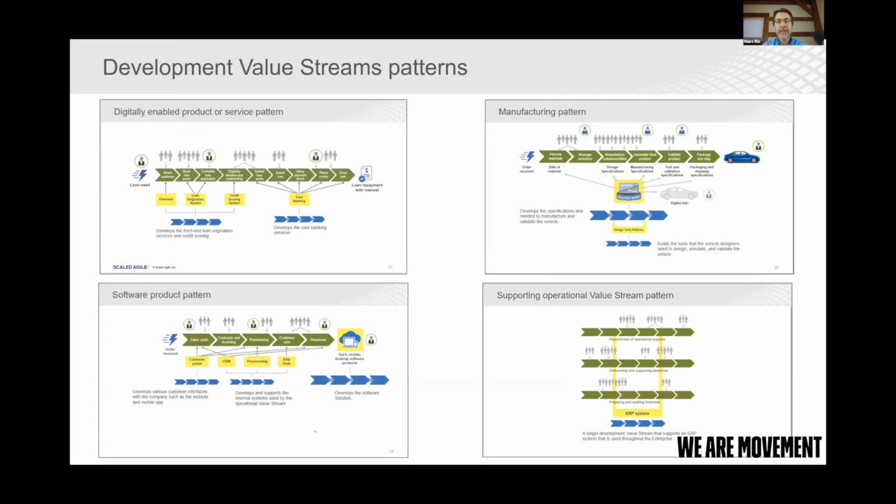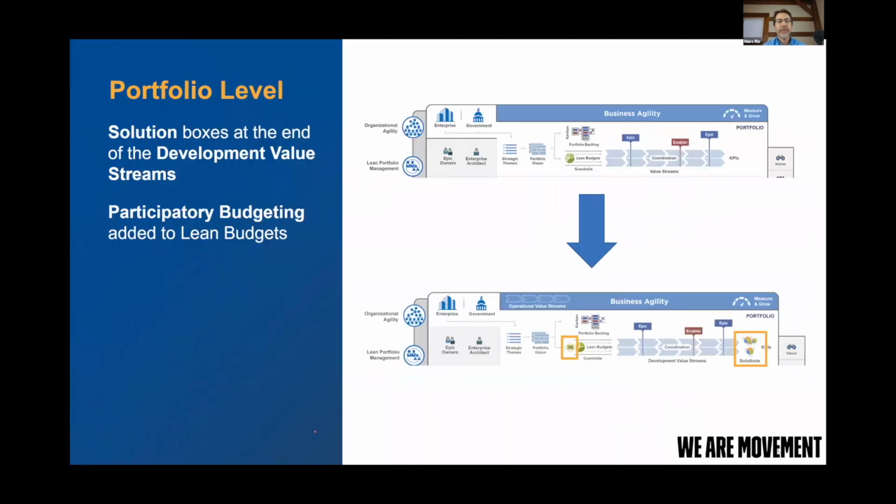Also, some patterns here for development value streams and how to support those operational value streams. Lots of new guidance there if you'd like to check out the articles. Also, at the portfolio level, we've emphasized participatory budgeting and the fact that what comes out of these value streams is digitally enabled solutions.